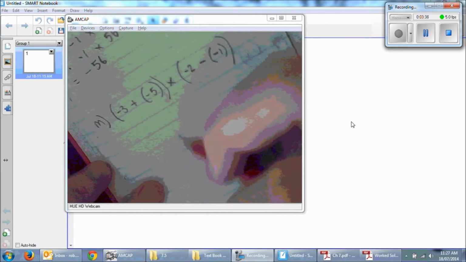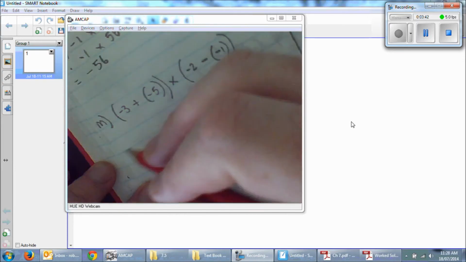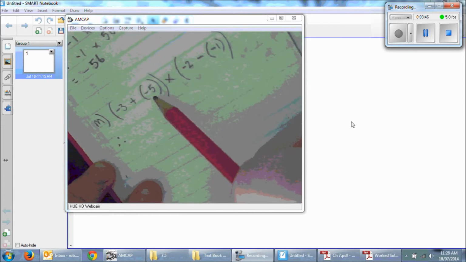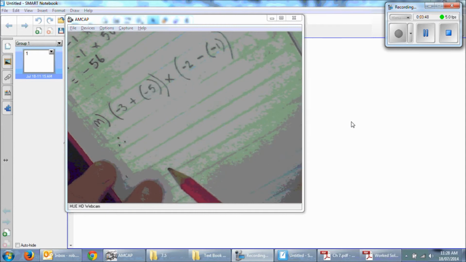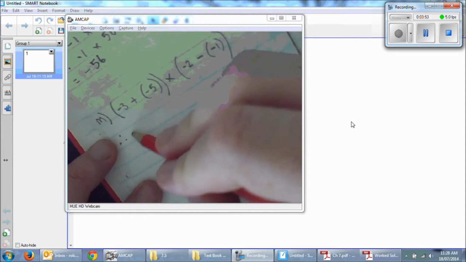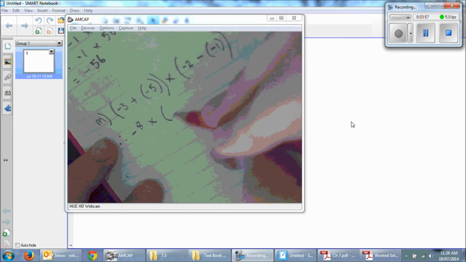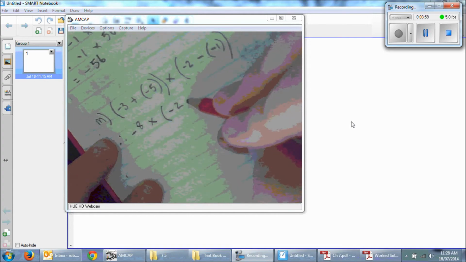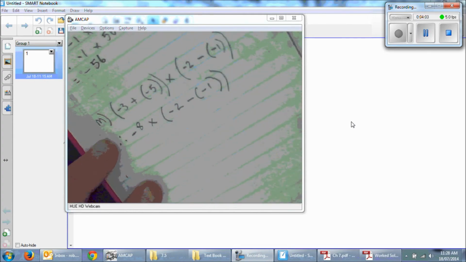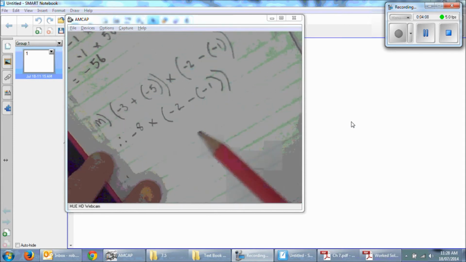Alright, for the next one here, M, a little bit of a longer one. We'll start off with these brackets. Negative 3 plus negative 5, okay? We end up with negative 8. This is where it's really important also to set out your working properly, so us teachers can see exactly what you're doing step by step.